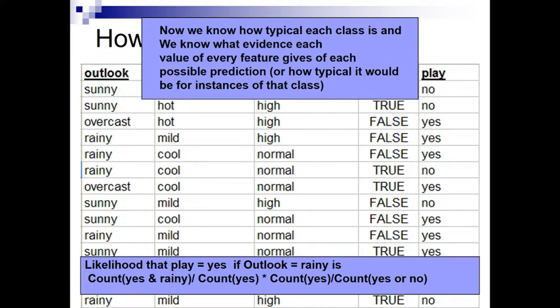So first we have the probability of rainy given yes, and you can see here how we compute that. We count the number of times that it's both yes and rainy, which was 3, and divide by the number of times it was yes, which was 9, and that gives us 1/3. And we're going to multiply that by the proportion of times over the whole data set that the outcome was yes.